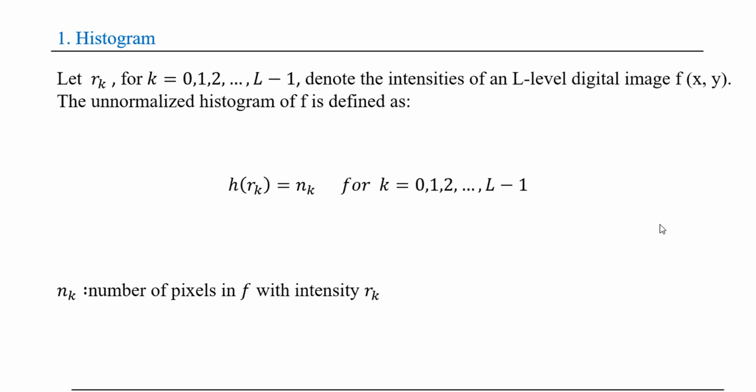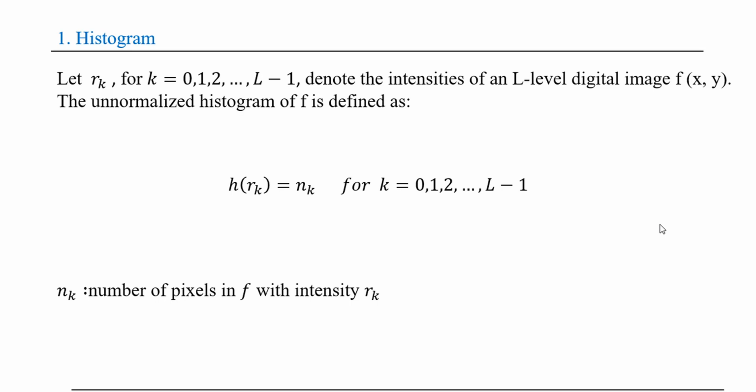Let r_k, for k from 0 to L-1, denote the intensities of an L-level digital image f(x, y). The unnormalized histogram of f is defined as h(r_k) = n_k, where n_k is the number of pixels in the image f with intensity r_k.